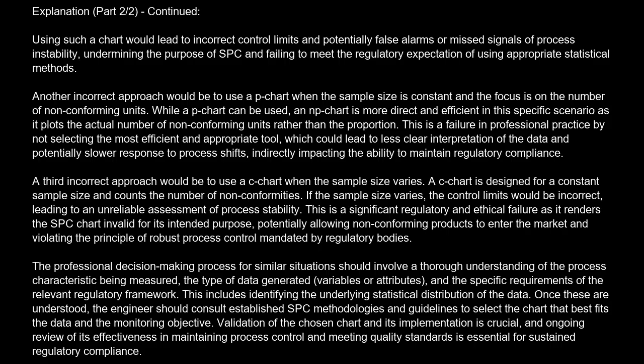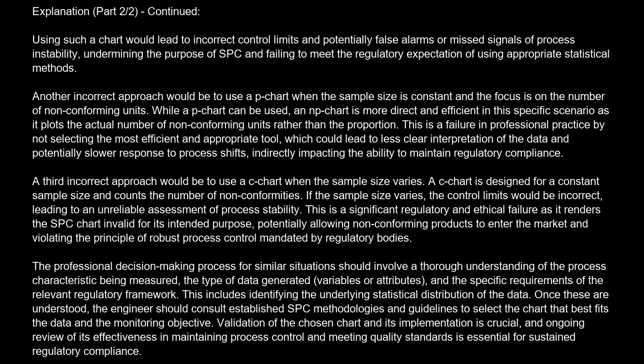Another incorrect approach would be to use a P-chart when the sample size is constant and the focus is on the number of non-conforming units. While a P-chart can be used, an NP chart is more direct and efficient in this specific scenario, as it plots the actual number of non-conforming units rather than the proportion. This is a failure in professional practice by not selecting the most efficient and appropriate tool, which could lead to less clear interpretation of the data and potentially slower response to process shifts, indirectly impacting the ability to maintain regulatory compliance.